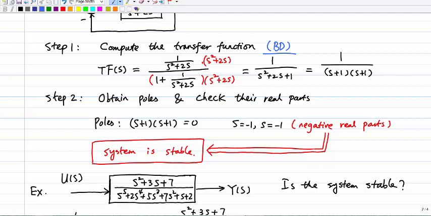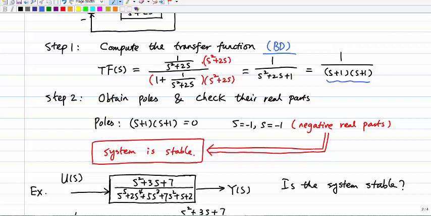So step 2 is we can check the poles to see if they have negative real parts. To check the poles, we set the denominator to be 0, which means I set (s plus 1) times (s plus 1) to be 0, and then find the solution, which gives me two solutions: s is negative 1 and s is negative 1. Apparently both poles have negative real parts, so the system is stable.